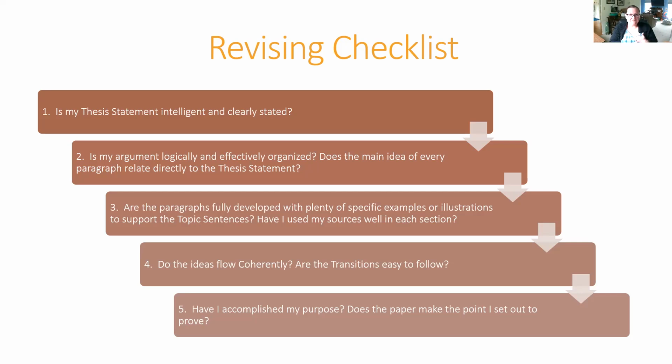Are the paragraphs fully developed with plenty of specific examples, illustrations, source material? Have you done enough to develop the main idea of each paragraph to support that topic sentence for that paragraph? Do the ideas flow coherently? Are the transitions easy to follow? Is it easy to figure out why you're going from one idea to the next? And have you accomplished your purpose? Does the paper make the point that you set out to make? Is it doing what you wanted it to do when it's all said and done?